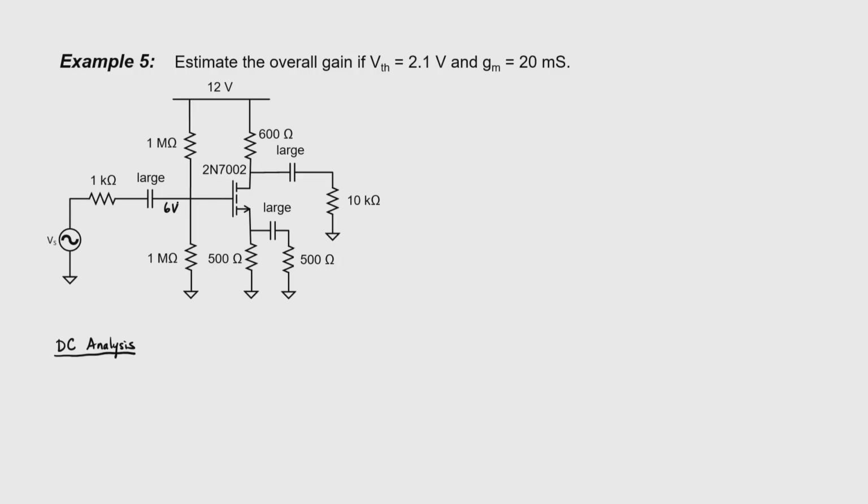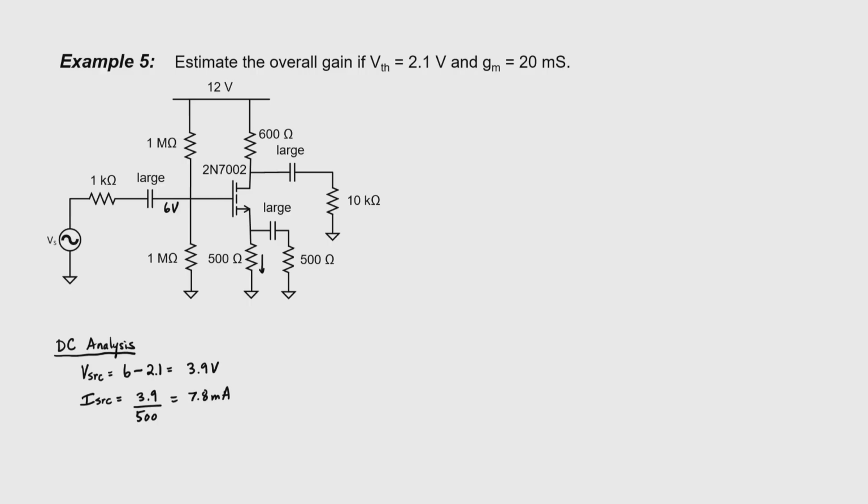We're going to have 6 volts here at the gate. Our source voltage should be about a threshold below 6 volts. Our threshold here is 2.1 volts, so that gives us about 3.9 volts at the source. Our DC source current is going to pass fully through the 500 ohm resistor, so we can find it by just taking 3.9 and dividing it by that 500 ohms. That gives us 7.8 milliamps.